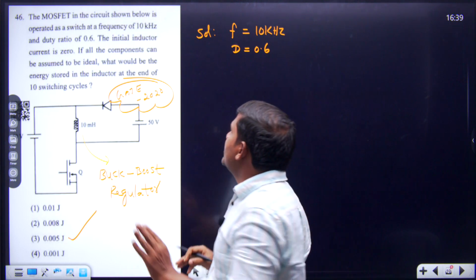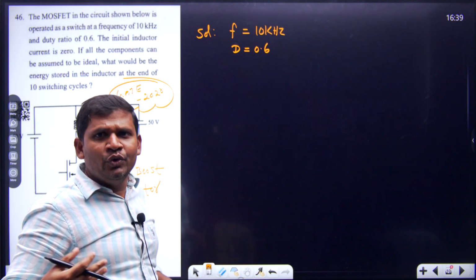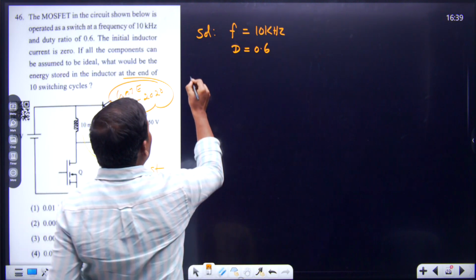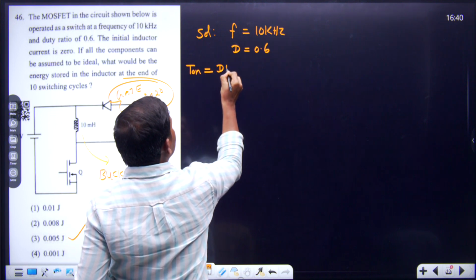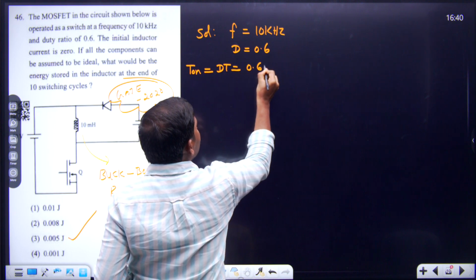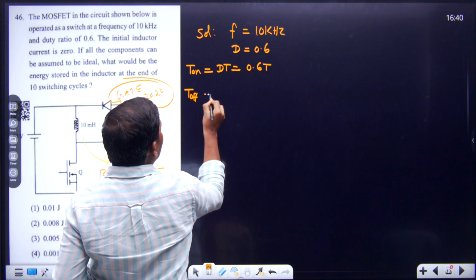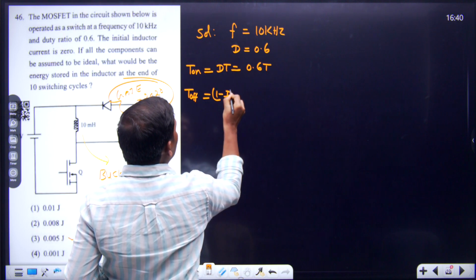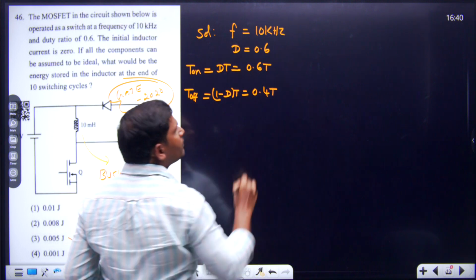Understood? Okay, students. What duty cycle is given? 0.6. Once you know the duty cycle, how to calculate the on time? On time equals D into T, that is on time equals 0.6 into T. What is the off time, students? Off time equals 1 minus D into T, that is 0.4 into T.